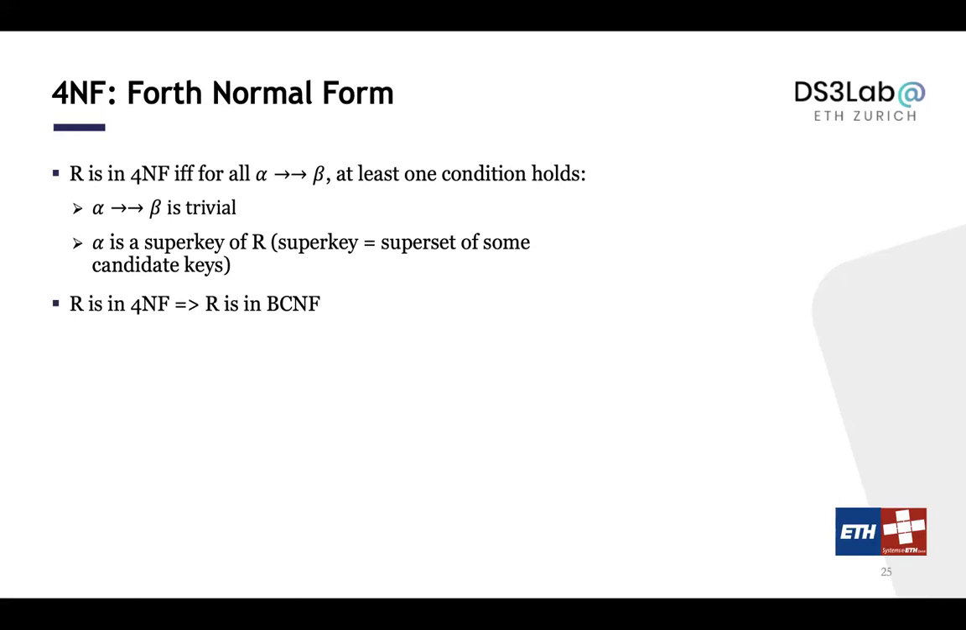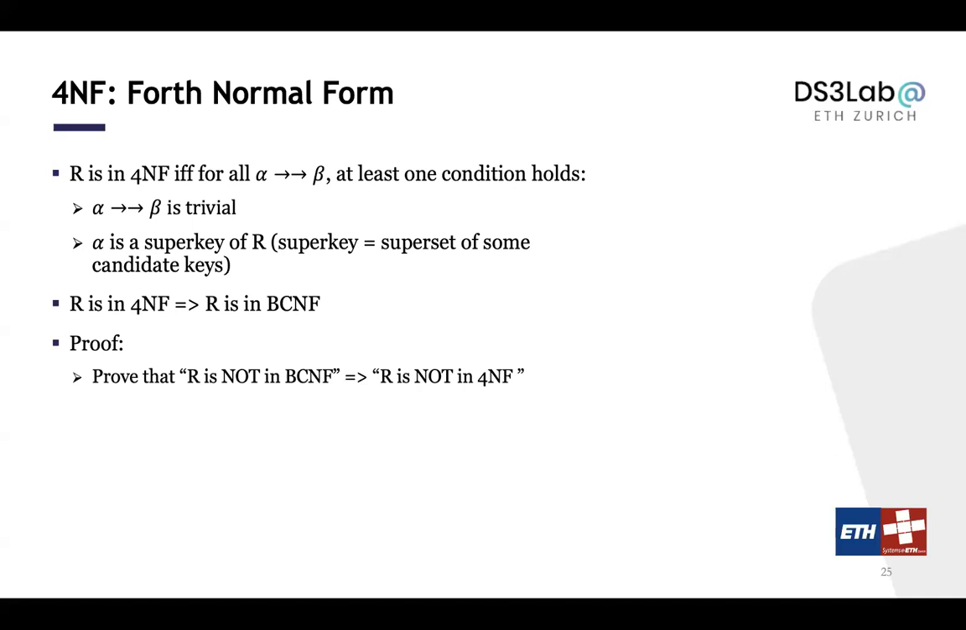So the first thing that we can say about fourth normal form is that it is strictly stronger than BCNF. That is, if you have a relation design in fourth normal form, you can say it is also in BCNF. So how to prove that? To prove that is actually very simple. You just prove the other way, right?